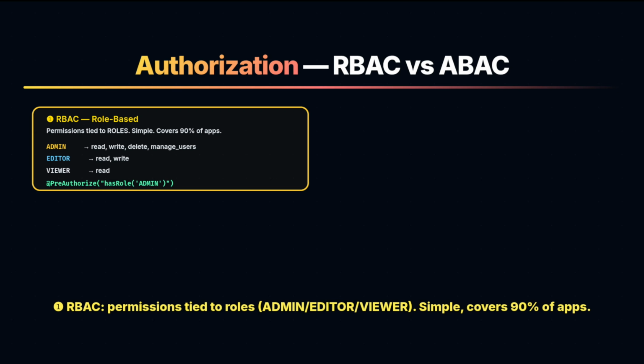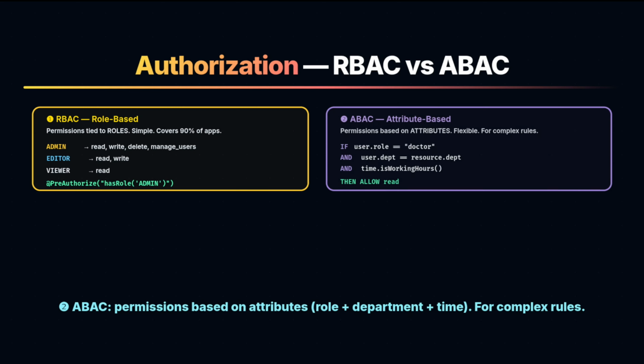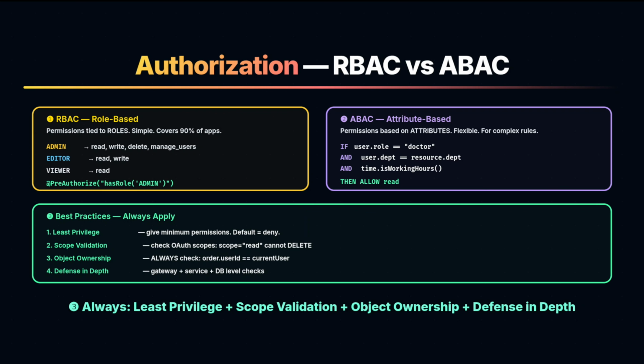RBAC is simple to understand, easy to use, and covers almost 90% of cases. But ABAC is more complex. Instead of checking your wristband color, you also check your department badge, the time of day, and which room you are trying to enter. For example, a doctor can view patients' records only in their own department during working hours. Use ABAC when simple roles are not enough, because access depends on context: who, what, where, and when.